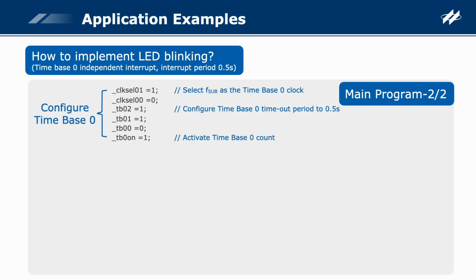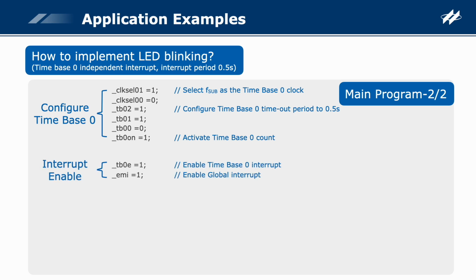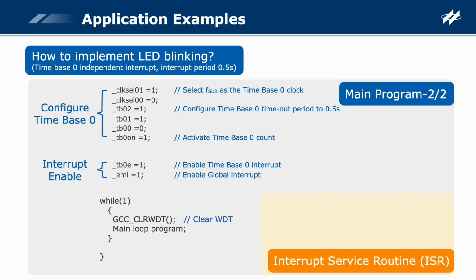Next, configure the time base 0 as required. Enable the time base 0 interrupt function and enable the global interrupt. According to the solution, write the main loop program. We then write the interrupt service routine. When a time base 0 independent interrupt occurs, toggle the PA1 level state to implement the LED blinking.